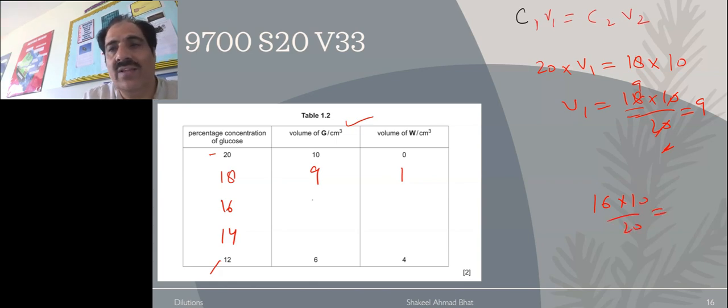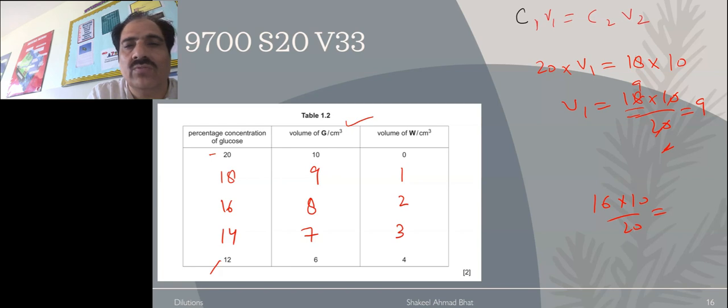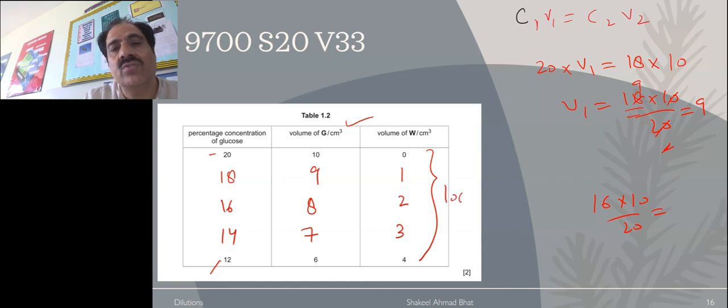So as we make the further calculations, now instead of 18, it is 16. So 16 into 10 over 20, that means we'll need 8 centimeter cube of the stock solution and we will add 2 centimeter cube of water to it. Similarly, over here, we'll use 7 centimeter cube of the stock solution, add 3 centimeter cube of water to it. And finally, 12%, we need 6 centimeter cube of the stock solution and add 4 centimeter cube of water to it. In all of these, the total volume is 10 centimeter cube. 9 plus 1 is 10, 8 plus 2 is 10, 7 plus 3 is 10, 6 plus 4 is 10.